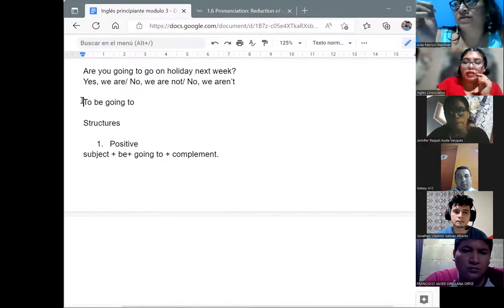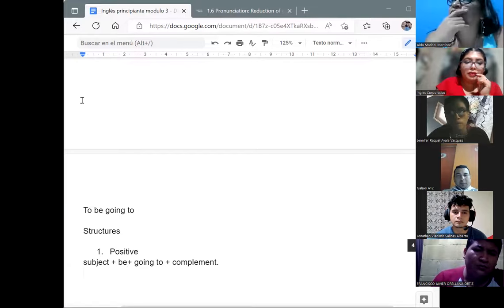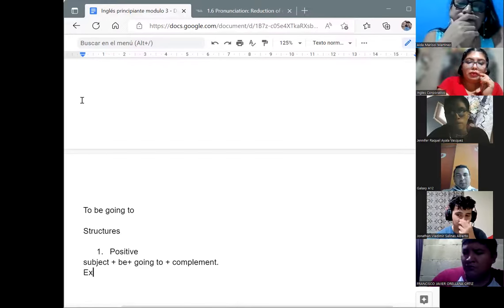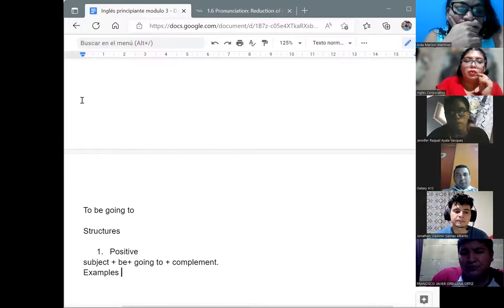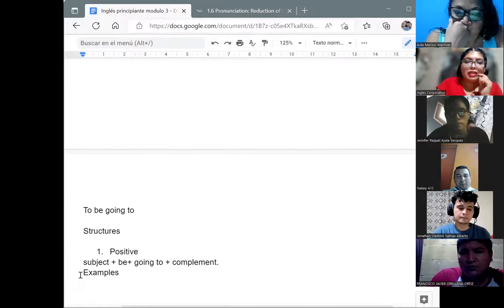I'm going to move this one to the next page because it's going to be better. So, examples. We're going to use the same complement for all these examples, but we are just going to change the subject.